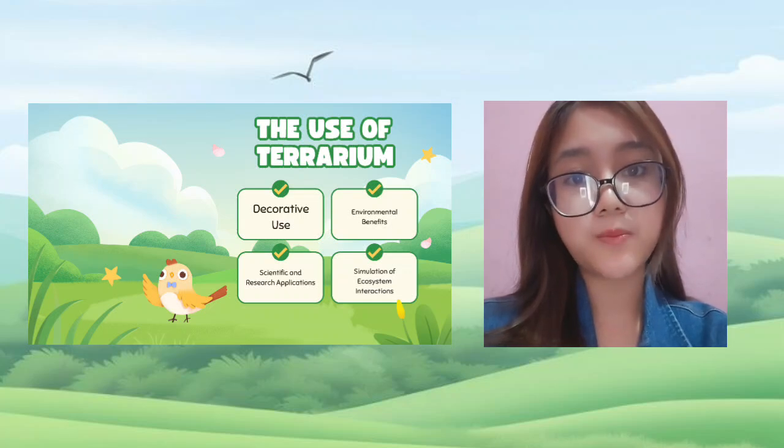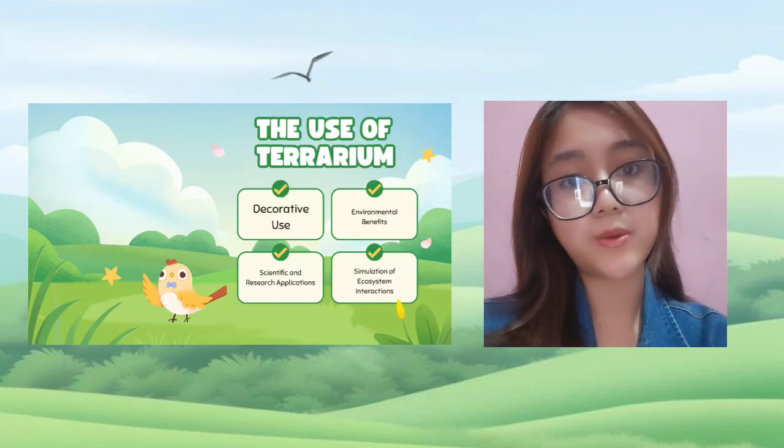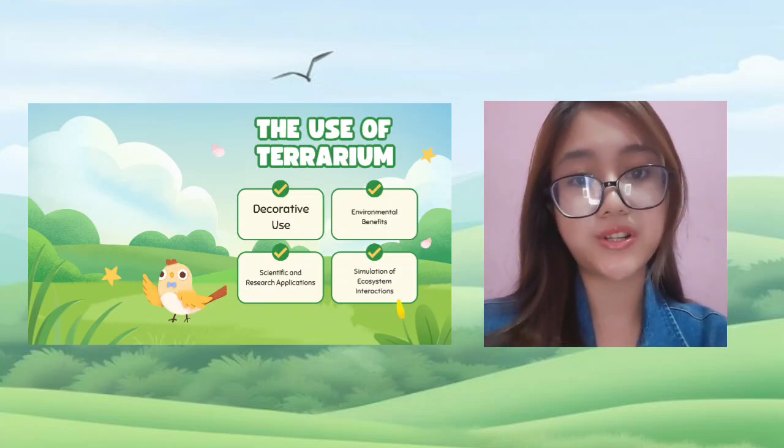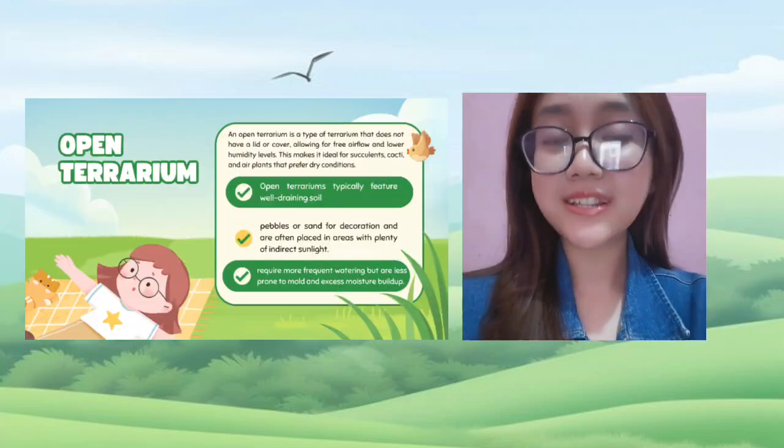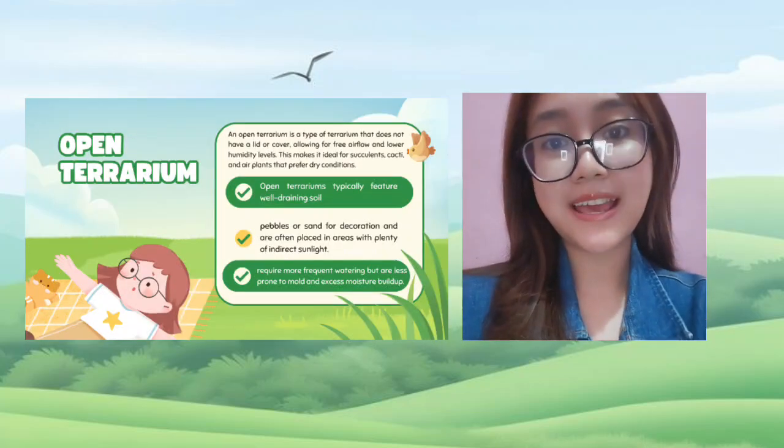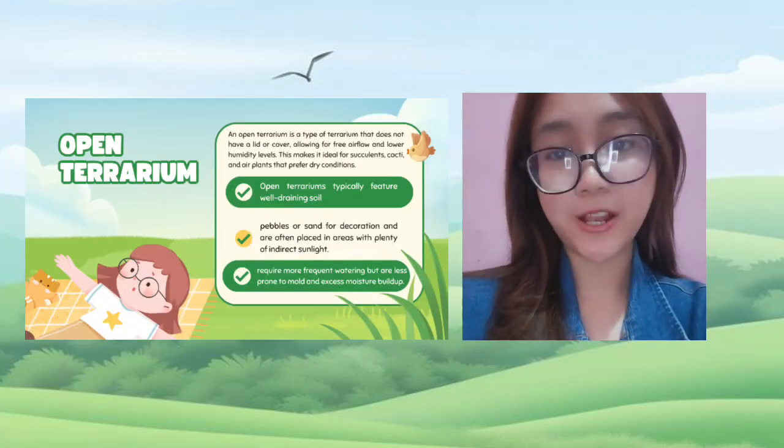This inspires us to think about how industry can mimic nature to reduce environmental impact and create more sustainable production systems. Now that we know what a terrarium is, let's take a closer look at its two main types, open terrarium and closed terrarium.